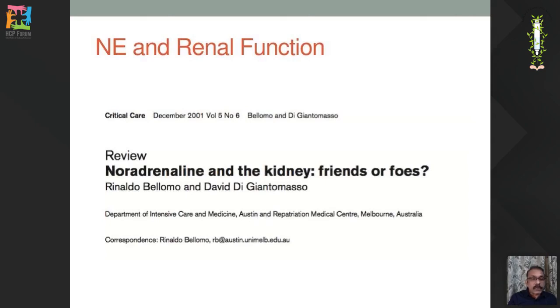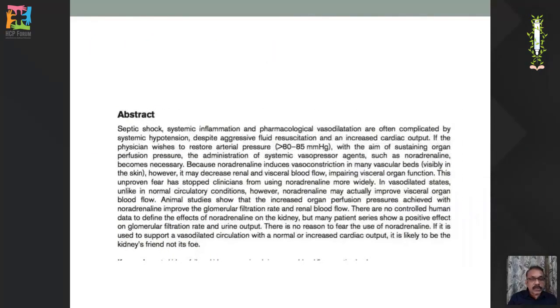This is also one paper from Bellomo. This gentleman has worked almost 25-30 years on norepinephrine, and in animal studies he has shown that norepinephrine in modest doses improves the renal circulation by improving the overall systemic perfusion, and in small doses it actually decreases the renal resistance and increases the renal perfusion.